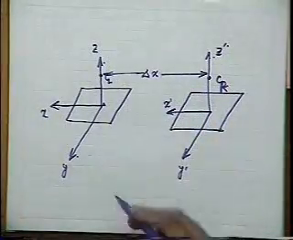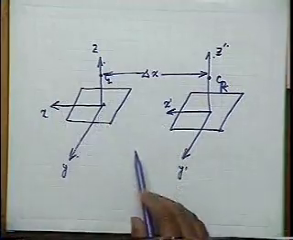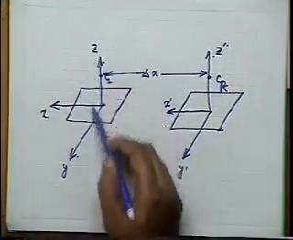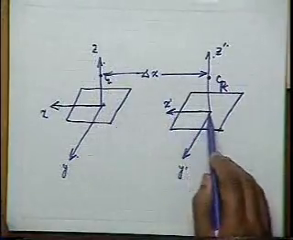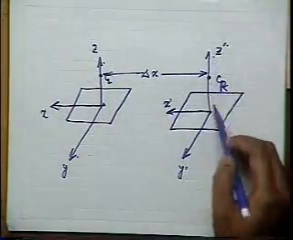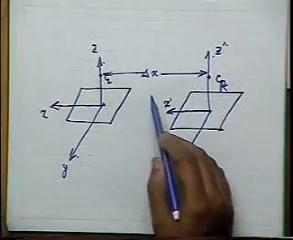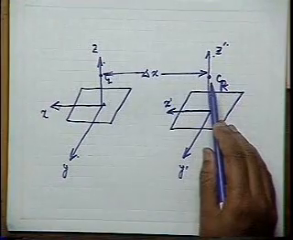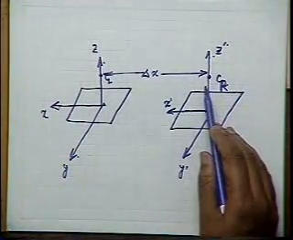So we have considered two cameras. The first one has the coordinates x, y, z. The second has a coordinate system x prime, y prime and z prime. Their distance of separation is delta x over here.